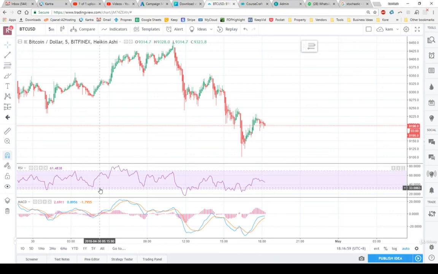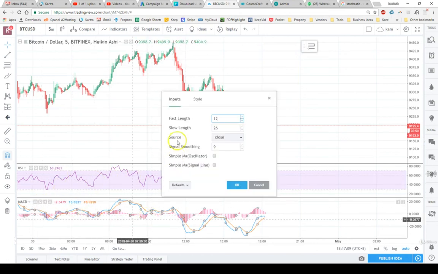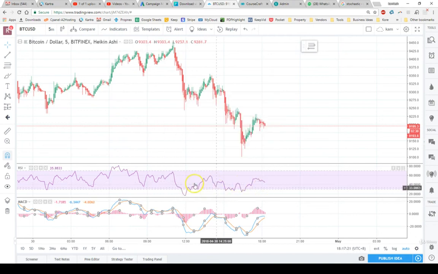Now you notice that for RSI and MACD I am not changing the default parameters. For example, for MACD usually the default parameters are 12 and 26. That means one of them is a 12-day moving average and one is a 26-day moving average, right? So we just go with the default parameters. All right, so that is MACD. Now let's look at another indicator in the next lecture.